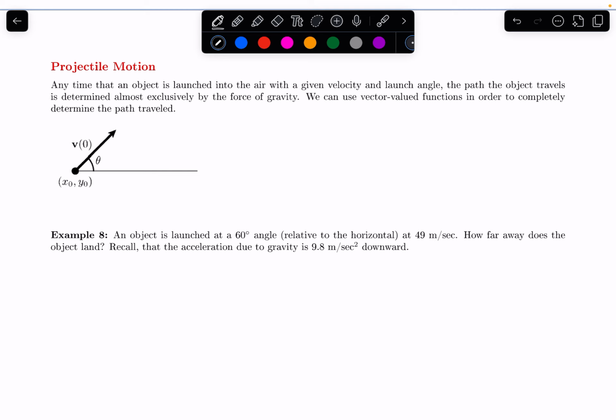So what should I draw? I can draw the launch spot of the object. Maybe I'll draw a dot here, the spot from where the object is launched. Launch spot. Okay, and then I'll draw that horizontal for the ground.